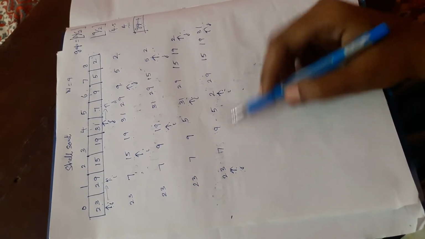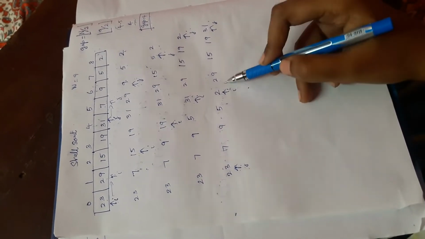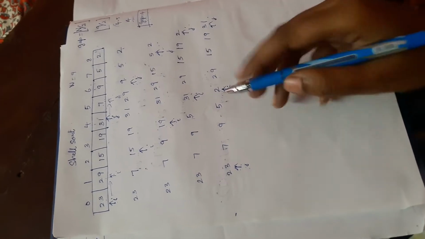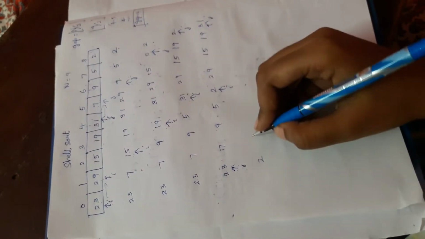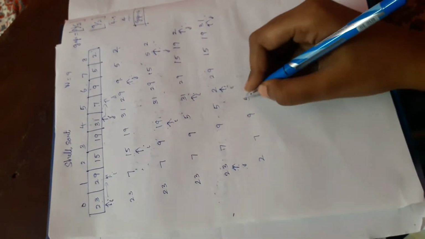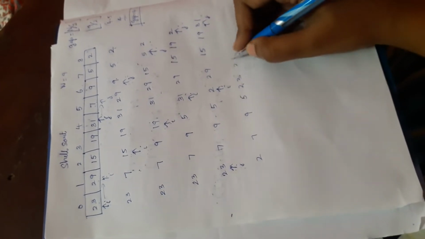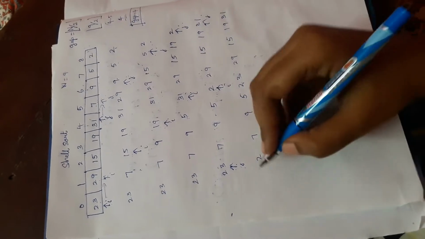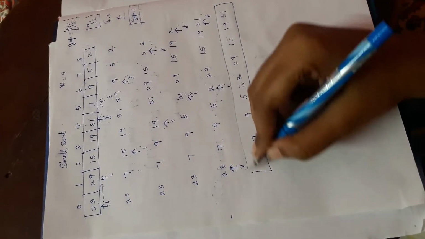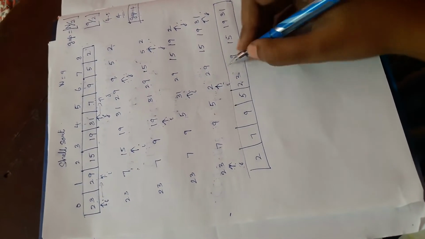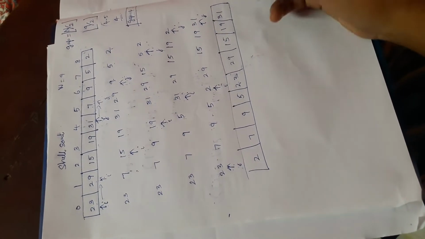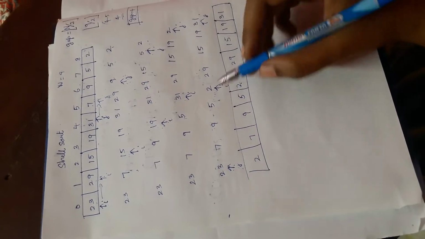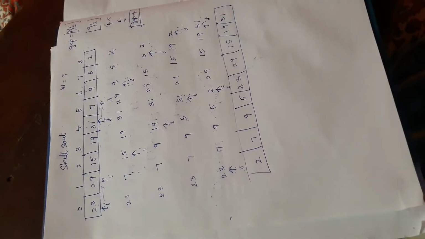So 23 is greater than 2. So I am going to do the shifting. 2, 7, 9, 5, 23, 29, 15, 19 and 31. So this is the array we have got now. Okay, so now you will see we have completed, so i and j have reached the last position.